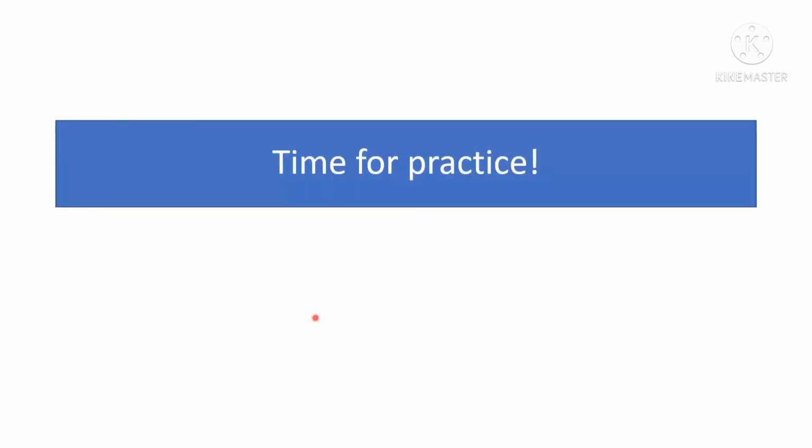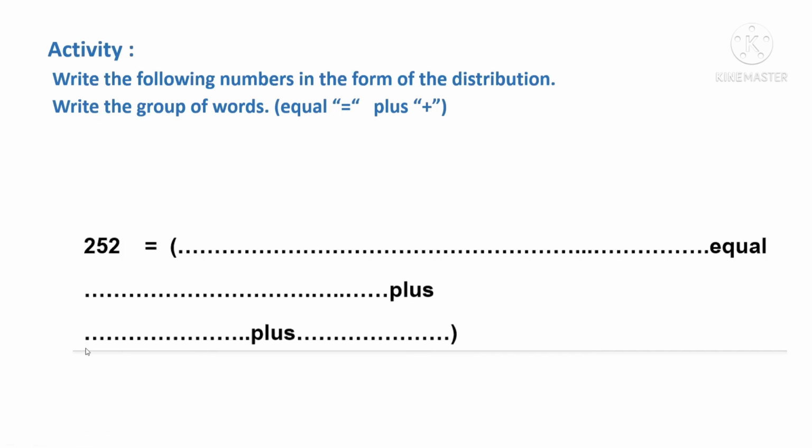It's time for practice now. So here, the activity is to write the following numbers in the form of the distribution. Distribution means break it down, make it into smaller groups of numbers. And write the group of words as equal for this symbol and plus for this symbol. So let's try it for 252. 252 equals 200 plus 50 plus 2. Do you see what I have done here? I have broken the number into smaller groups according to their place value.